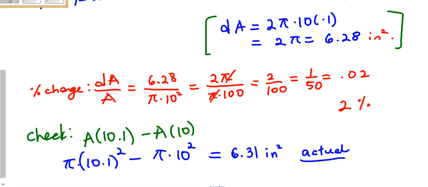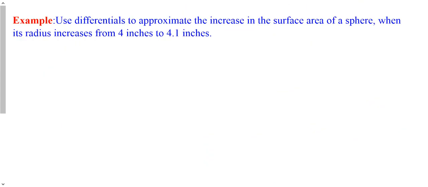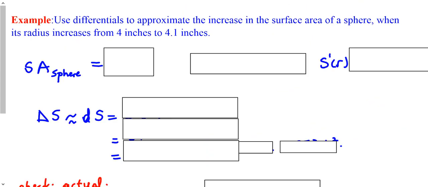All right, it's now time for one more problem. Let's do this one. Use differentials to approximate the increase in the surface area of a sphere when the radius increases from 4 to 4.1. So please take a few moments and then we'll discuss the solution. And you will need to know the surface area of a sphere in case you don't remember it. It is 4 pi r squared.